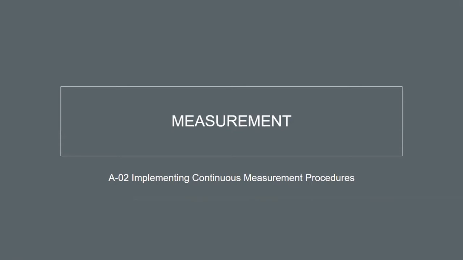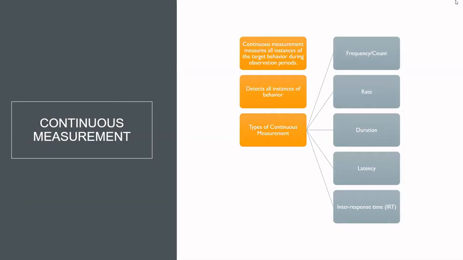In this section of measurement, we're going to discuss the implementation of continuous measurement procedures. Continuous measurement measures all instances of target behavior during observation periods and detects all instances of behavior. Some of the different types of continuous measurements are frequency count, rate, duration, latency, and inter-response time, also known as IRT. In the next few slides, I'm going to go over each different type of continuous measurement individually so you can see the difference between each of them.